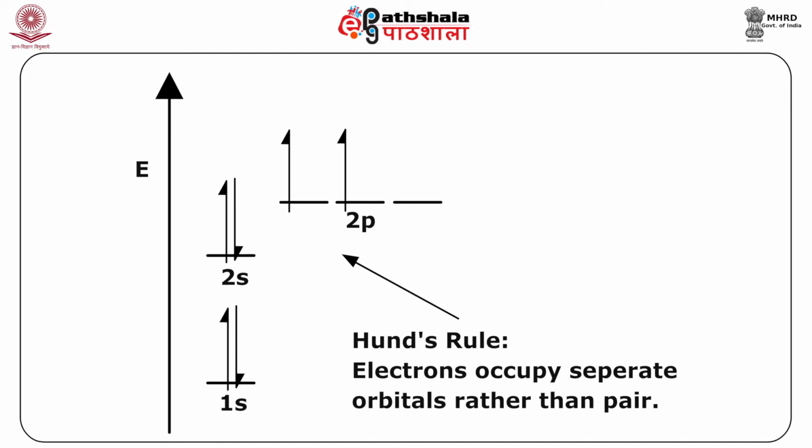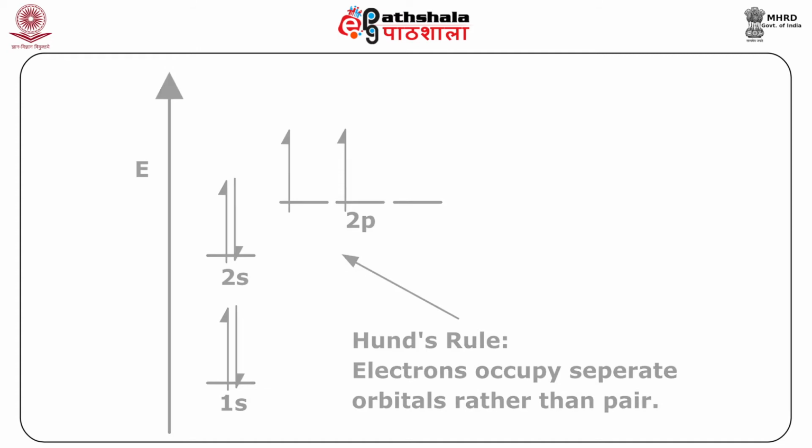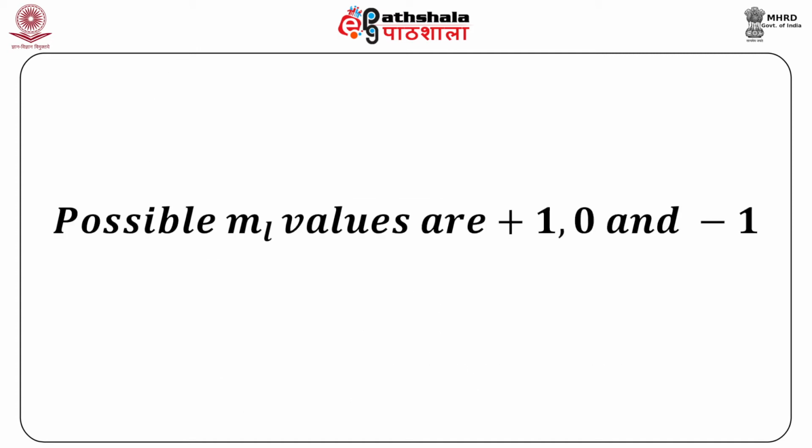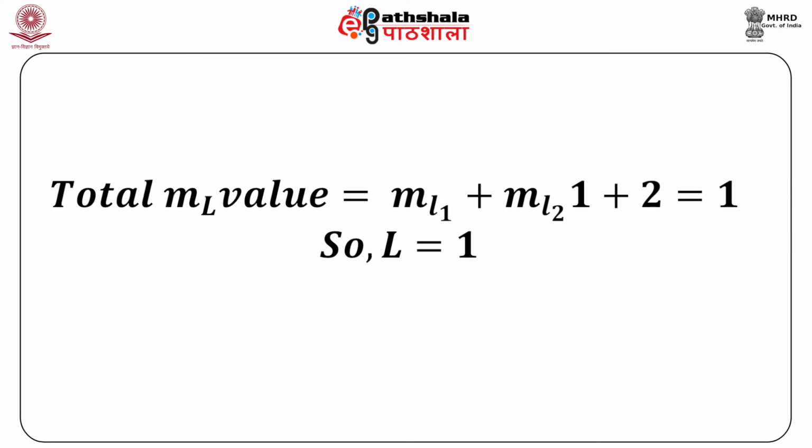So, you find that for the 3 p orbitals the possible ml values are +1, 0 and -1. So, the total ML value, again we use capital because we are talking about the total value, is given by ml1 plus ml2, and this is equal to 1 plus 0, and so L is equal to 1.